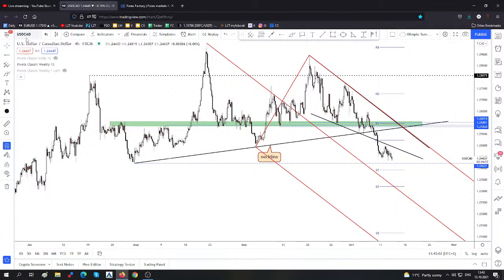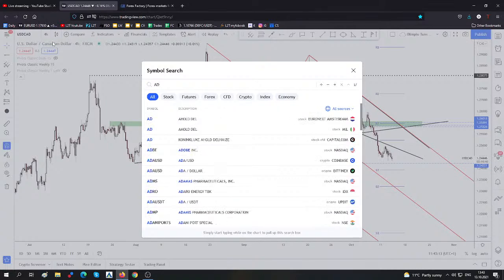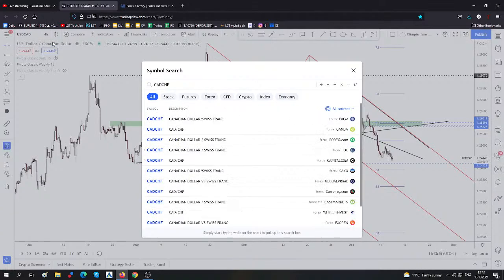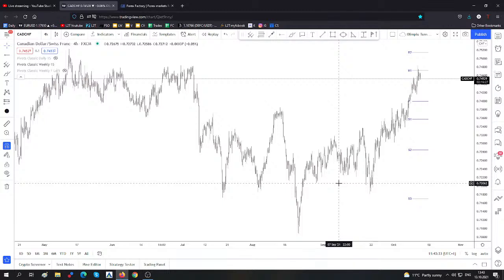Okay. Gold. We talked about gold. Canadian dollar. Swiss franc. I don't know why you want to trade this market, this pair. Personally, I don't have something really good right now on this pair. This is not on my watch list, but I will still make an analysis for you.